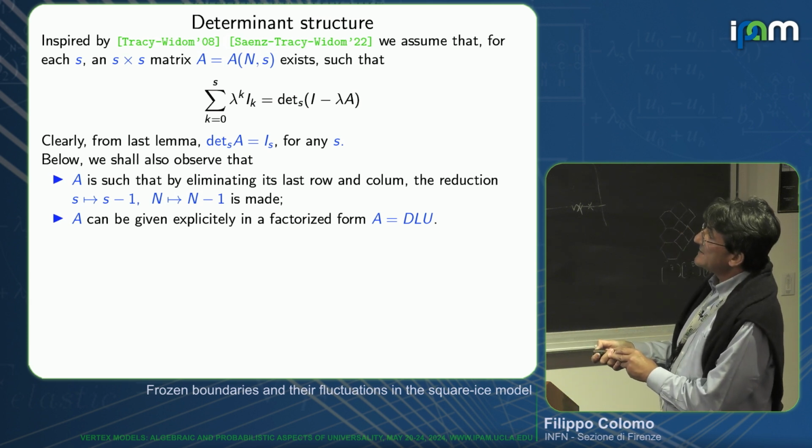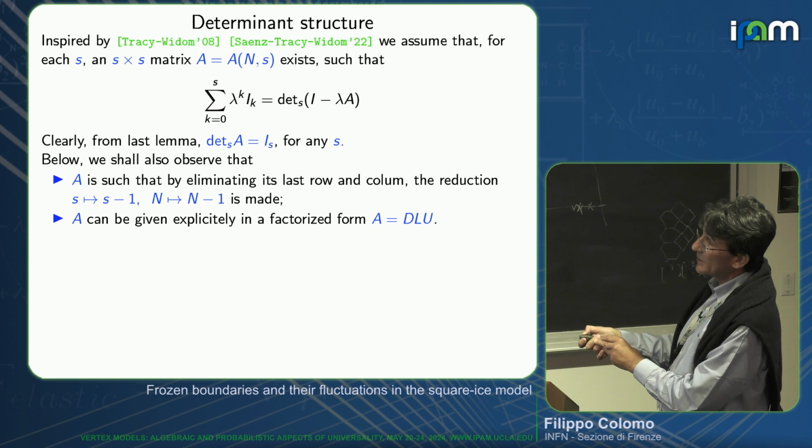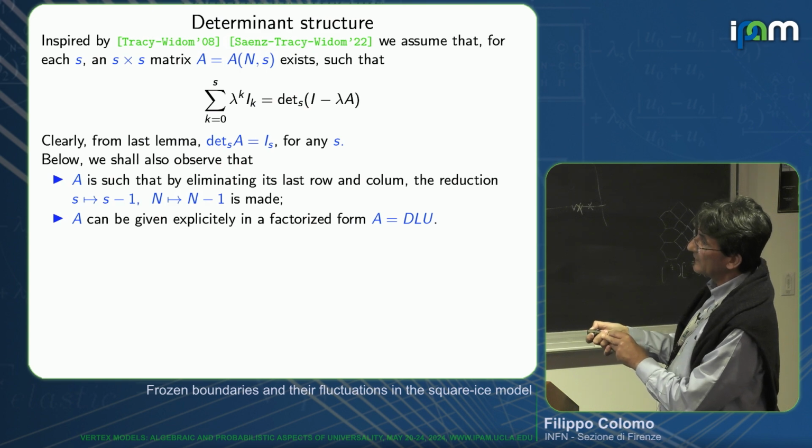So when S equals 0, we know that this is 1. When S equals 1, it's known from the expansion of the determinant of 1 plus something that the last term will be just the determinant of A. So we know from our second lemma what the determinant of this matrix is now. But we have to rebuild all of it.